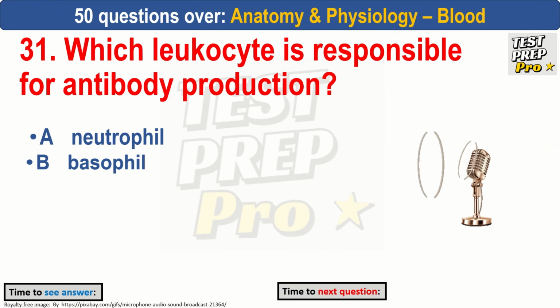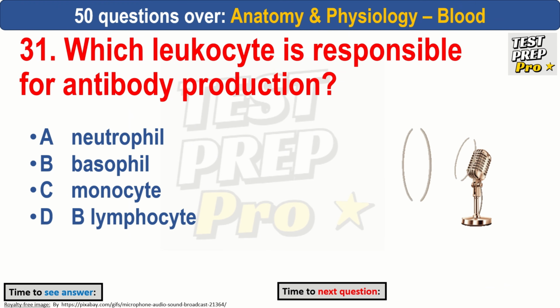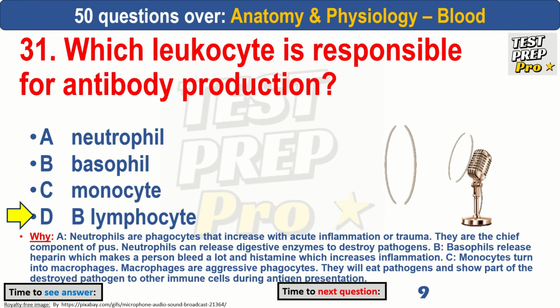Which leukocyte is responsible for antibody production? Is it A, neutrophil, B, basophil, C, monocyte, or D, B lymphocyte? So which one helps you to make antibodies? These will stick to pathogens. It'd be the B lymphocyte.